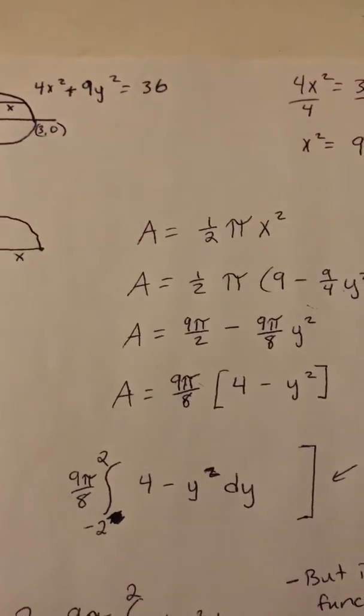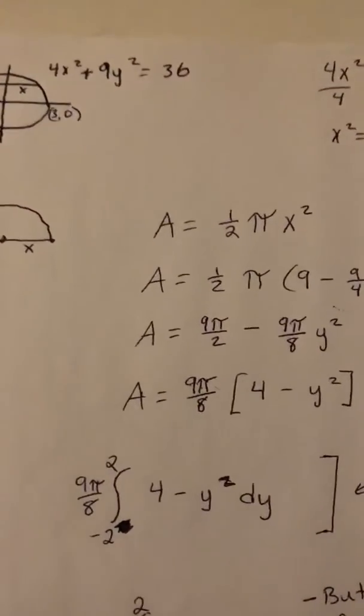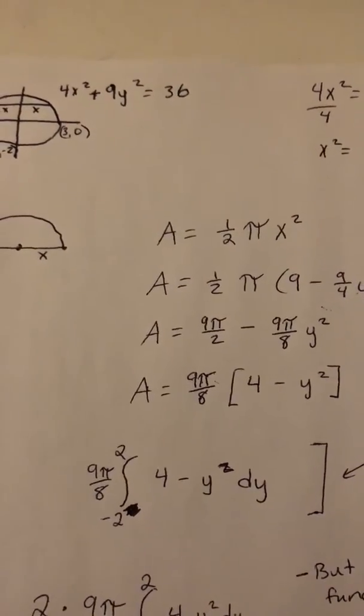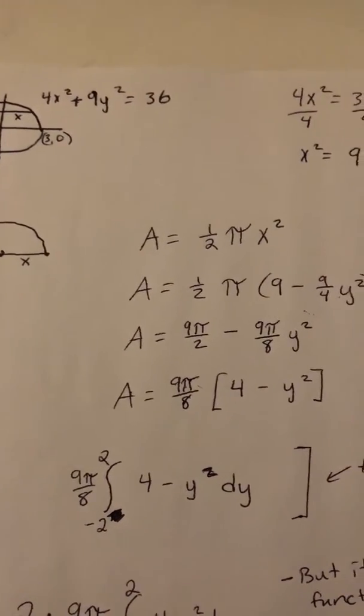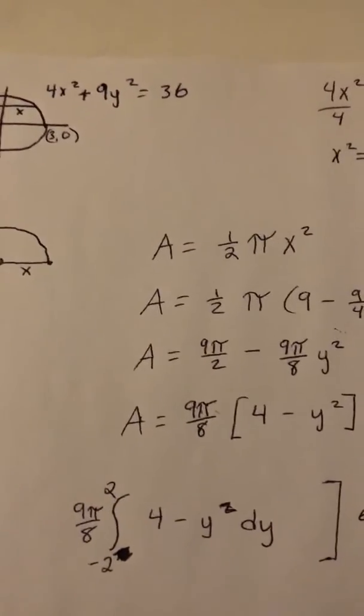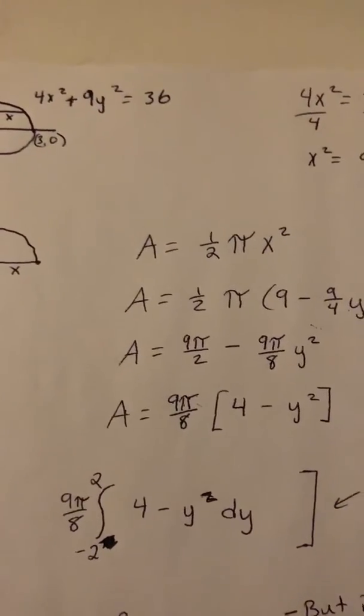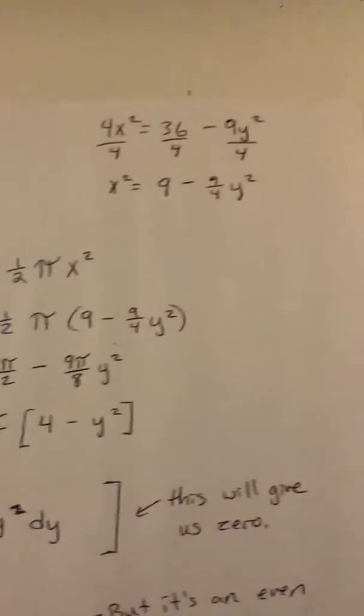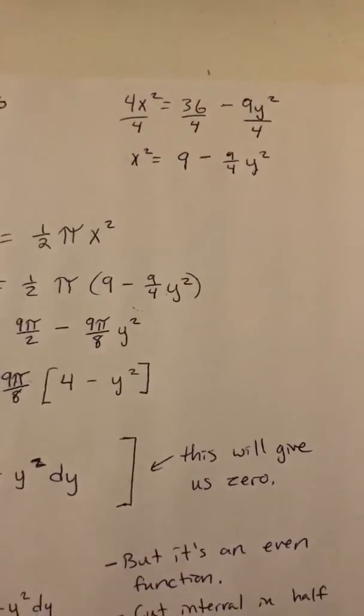So then we can write our integral. I pulled the constant out in front, and we're going from -2 to 2 along the y-axis. And if you were to take your time and evaluate that integral, you would get 0. And made a little note over here. This will give you 0.